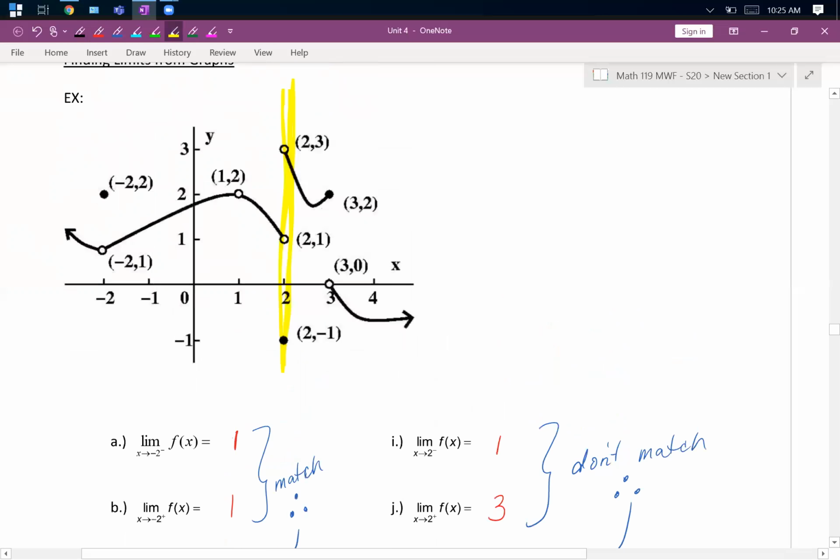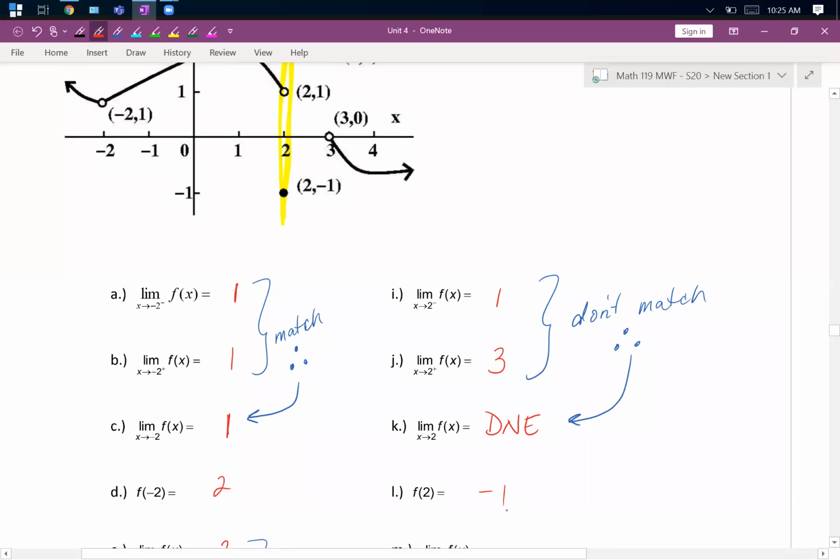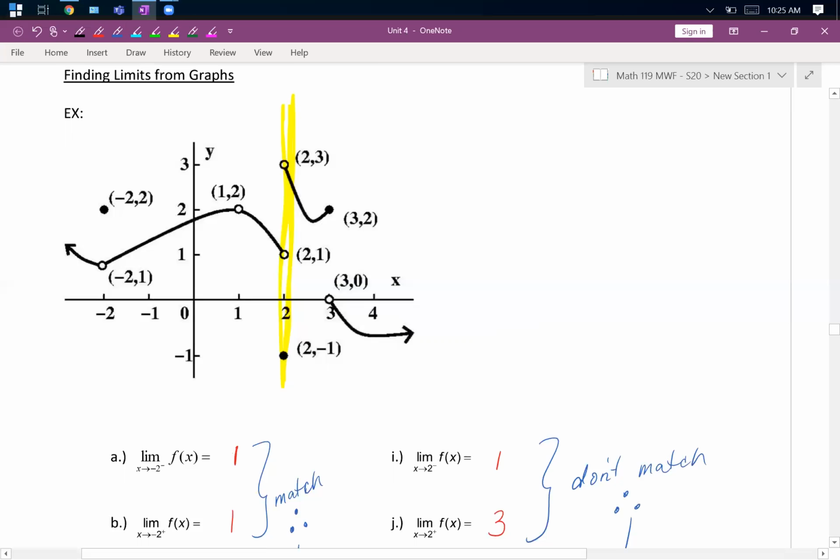Try again. -1. Oh, yeah, I didn't see it down there. We're looking for the closed circle. Yeah, that's okay.